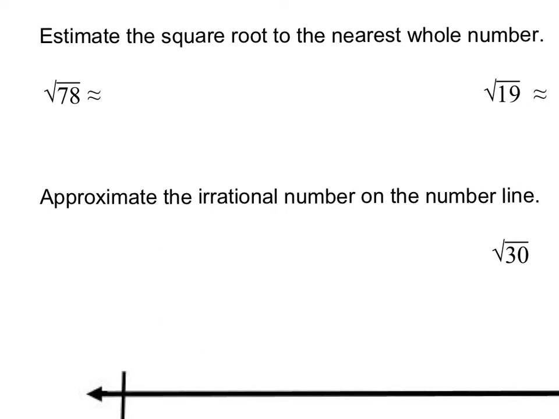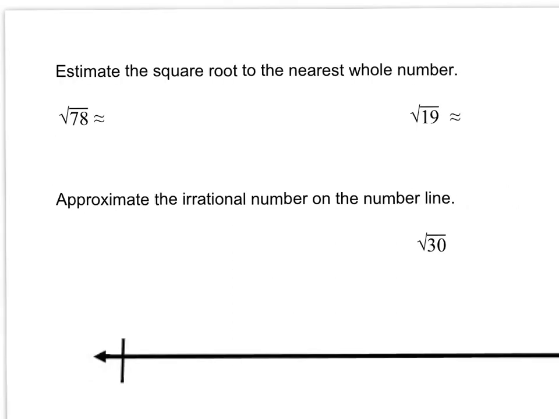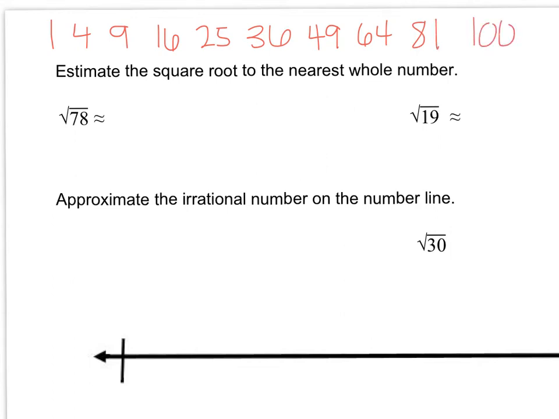What might be helpful right now is to write down your perfect squares. I will quickly go through them. They are 1, 4, 9, 16, 25, 36, 49, 64, 81, and 100. If you want to make sure, you need to count them.